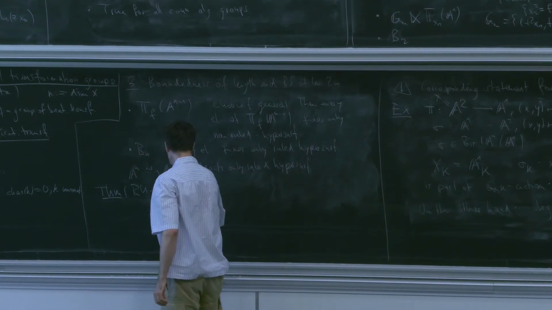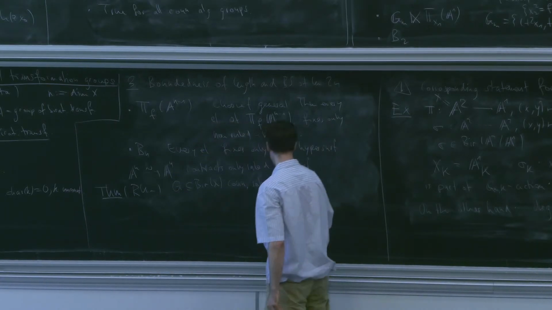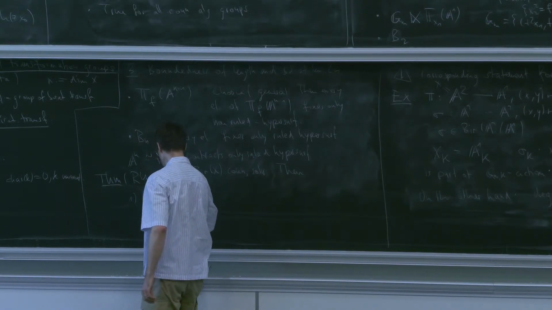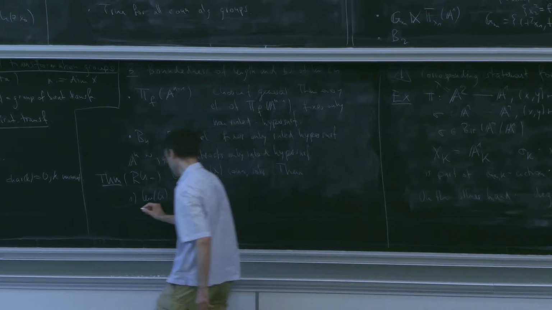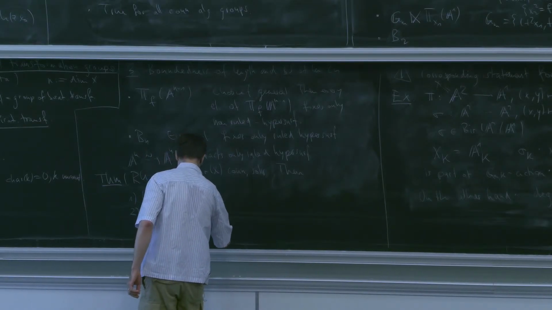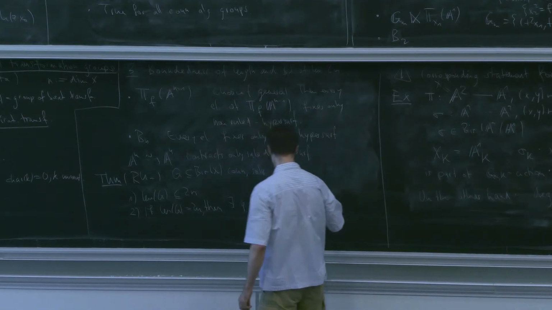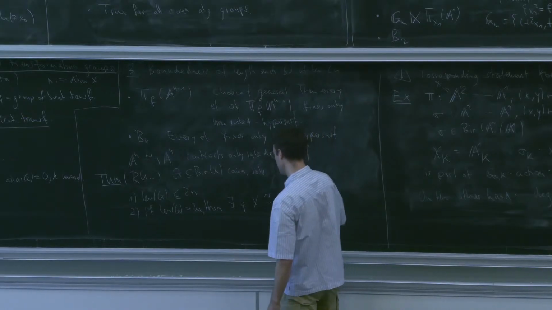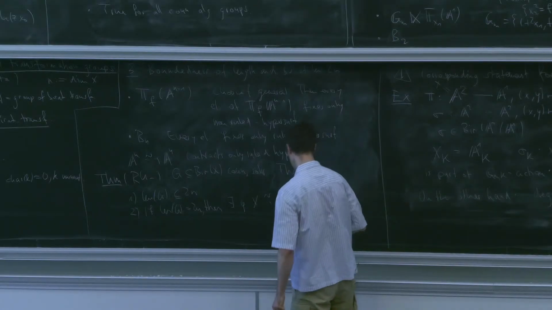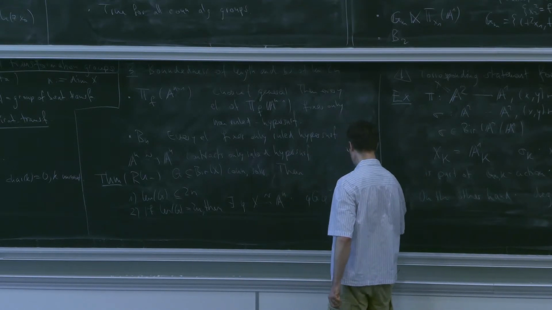So let G be in Bir(X), connected and solvable. Then the following holds. First of all, I can bound the length of G by twice the dimension of X. And the second thing is, if the length of G is equal to 2n, then there exists a birational map phi from X to A^n such that, if I conjugate G by phi, this is contained in the standard Borel subgroup.